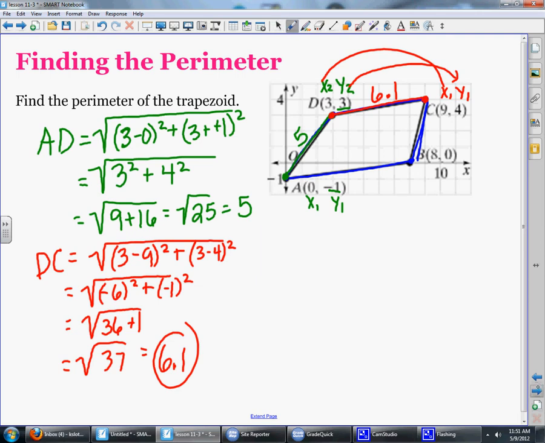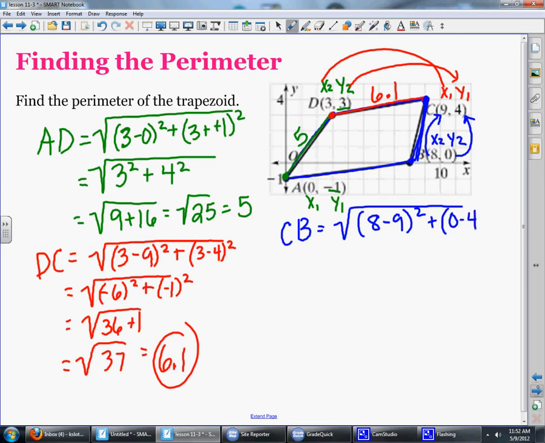Now let's find the distance from C to B. So we have the square root of, we're going to call this x2, y2, so we have 8 minus 9 squared. So we're subtracting these here, and then we're going to do 0 minus 4 squared.